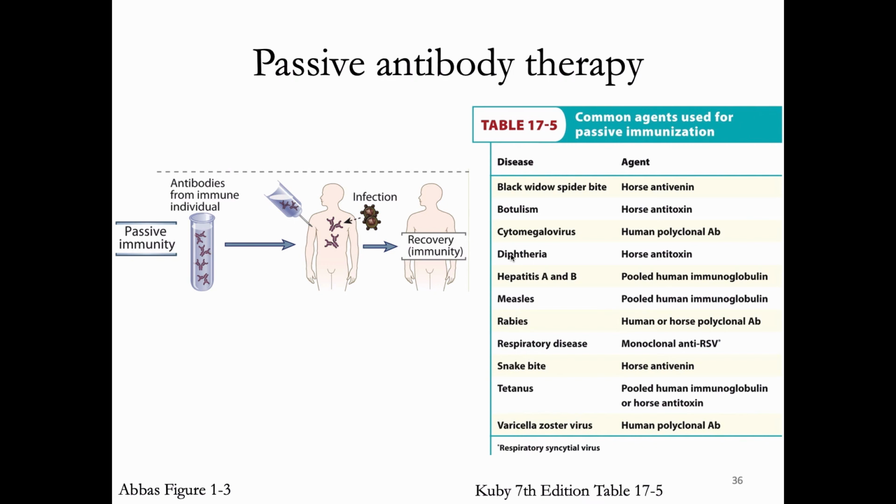You can see horses on a lot of these. So we're going to treat a black widow spider bite with antibodies against the black widow spider venom that were made in a horse. Can you imagine any problems with this scheme? Yes. Yeah, horse antibodies are foreign. You are not a horse. And so the horse antibody is a foreign protein. In theory, you could make an immune response against the horse antibody.